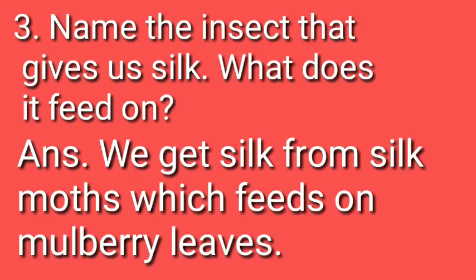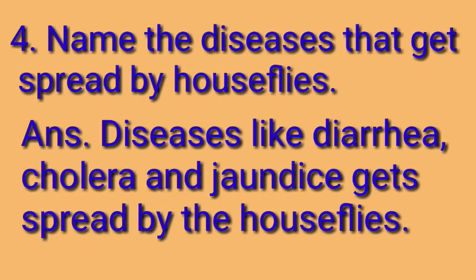Next, third: name the insect that gives us silk. What does it feed on? We know that the answer is, we get silk from silk moths, which feed on mulberry leaves. Now the next question: name the diseases that get spread by houseflies. We have already learned the diseases. So the answer is, diseases like diarrhea, cholera and jaundice get spread by the houseflies. Remember these spellings very well, because these spellings are new to you.